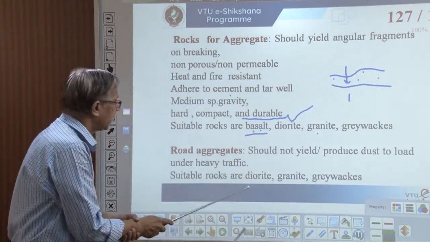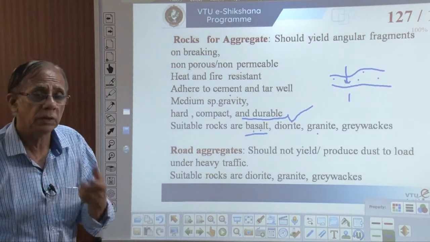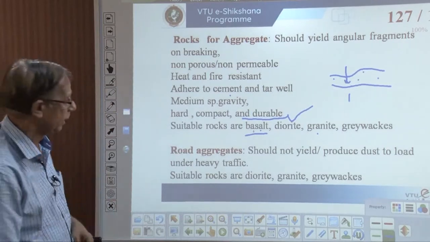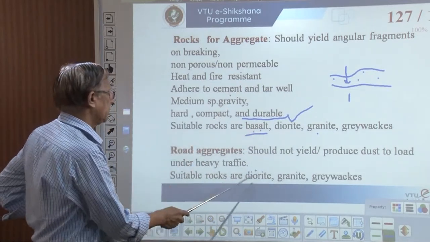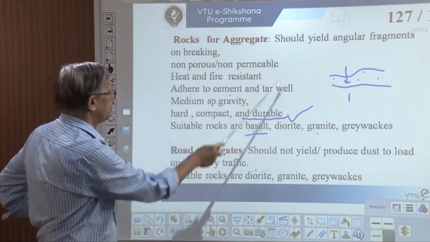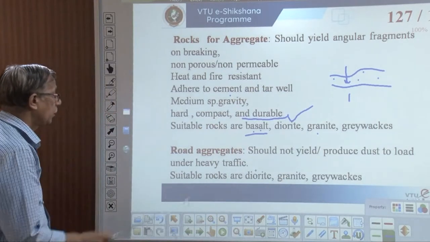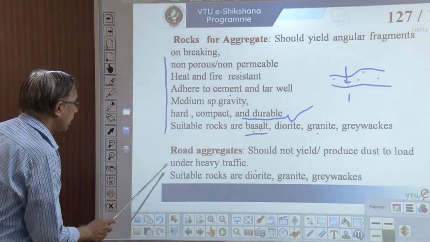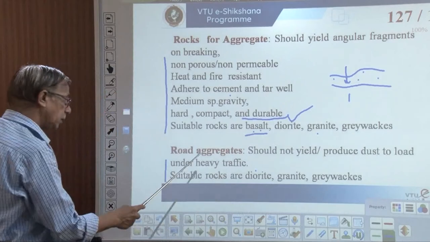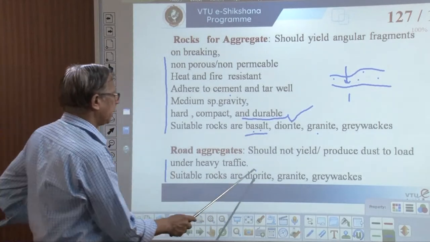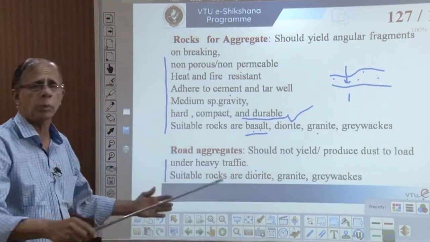Any plutonic rock has that property. Unfortunately, all plutonic rocks do not have equal property of cementation. Therefore, diorite has good cementation as well. All the other properties which we have mentioned, diorite is good, then granite. Friends, all the properties I have said are also required, plus they should not produce dust here. Now suitable rocks are diorite here also, granite here also, so this is more or less a common property for both.